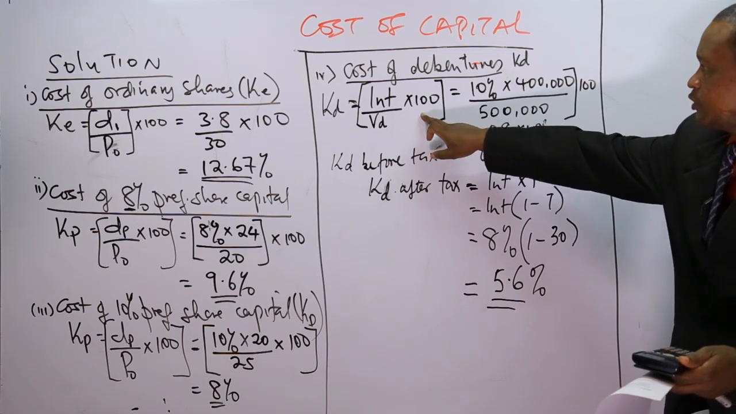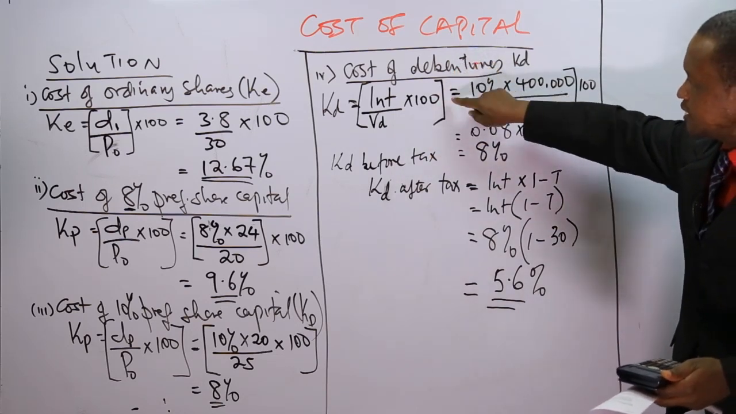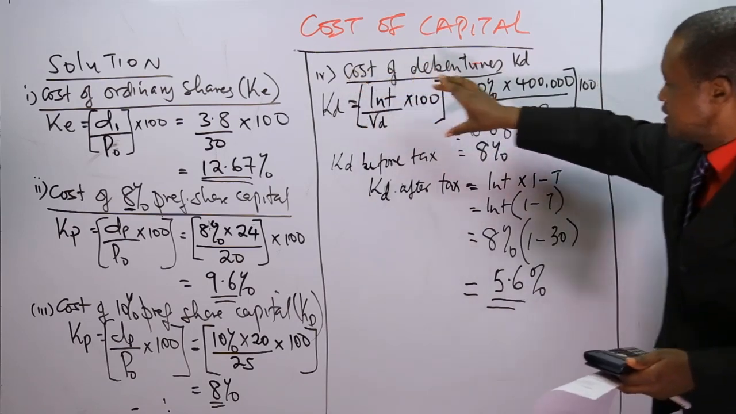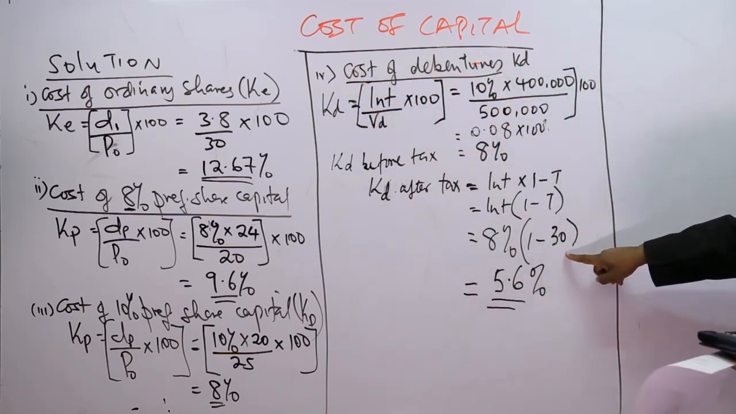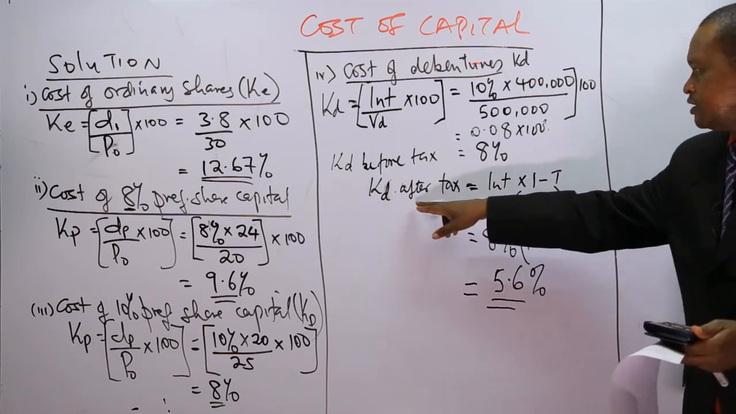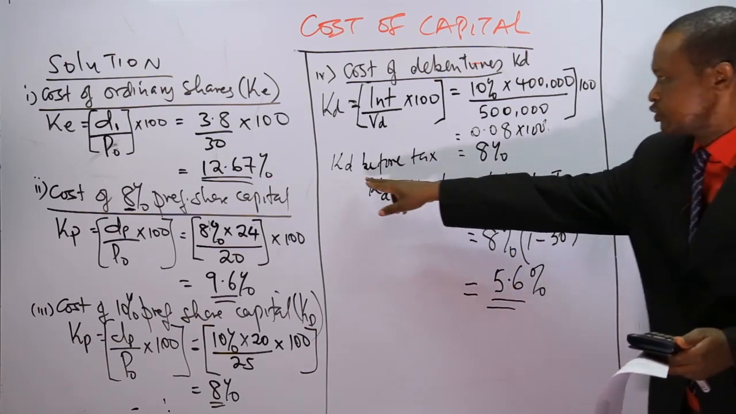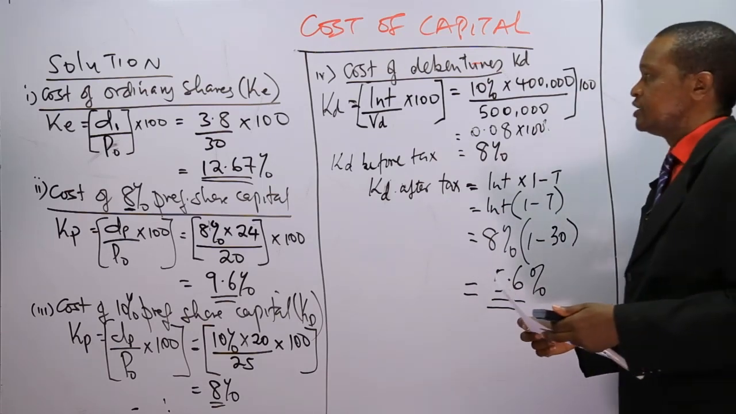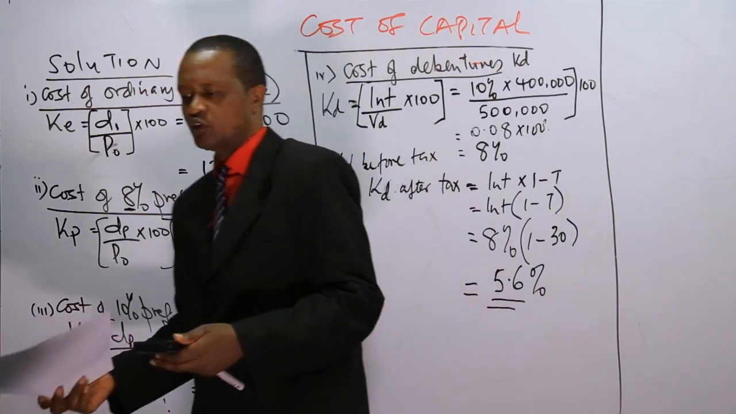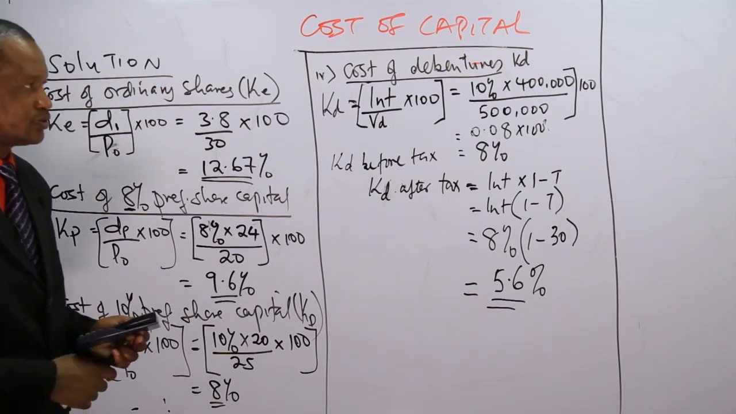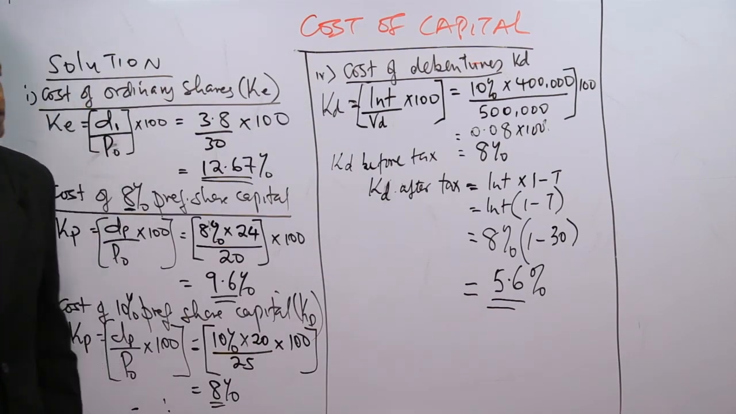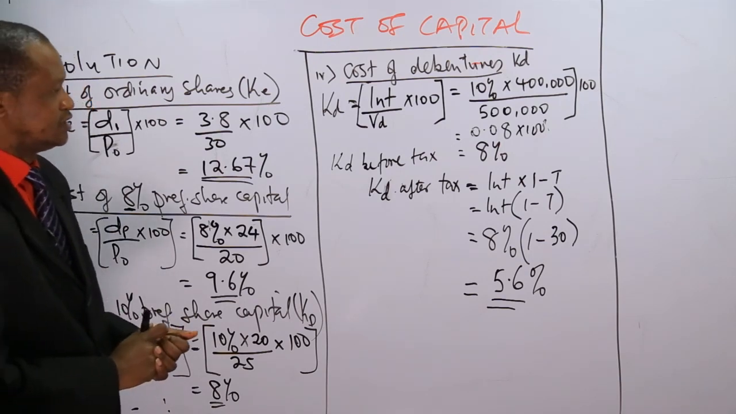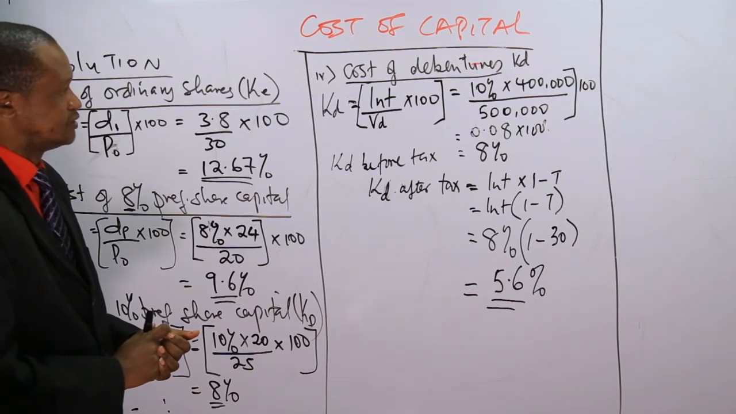So remember in our formula we had inserted 1 minus T. After getting the interest before corporation tax, you apply 1 minus T to get the interest after tax, which is the cost of debt after tax. So that's how to determine the cost of the various components of capital. That is very important.